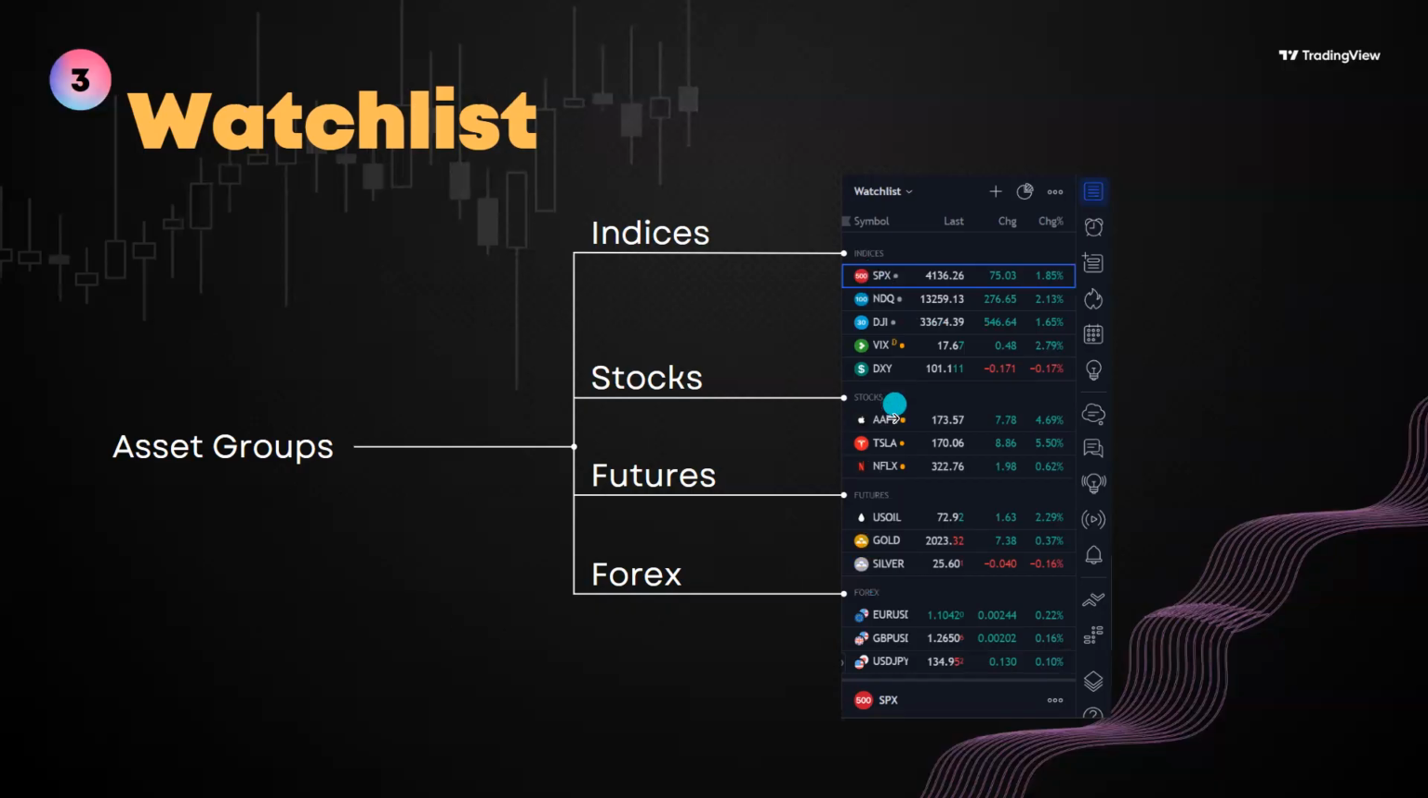You see here, for example, this is TSLA, Tesla. The current price, the last price, is 170.06. It changed today 8.86 US dollars, and the price change in percent today is plus 5.5%. Yeah, percent. That is how to read this one.